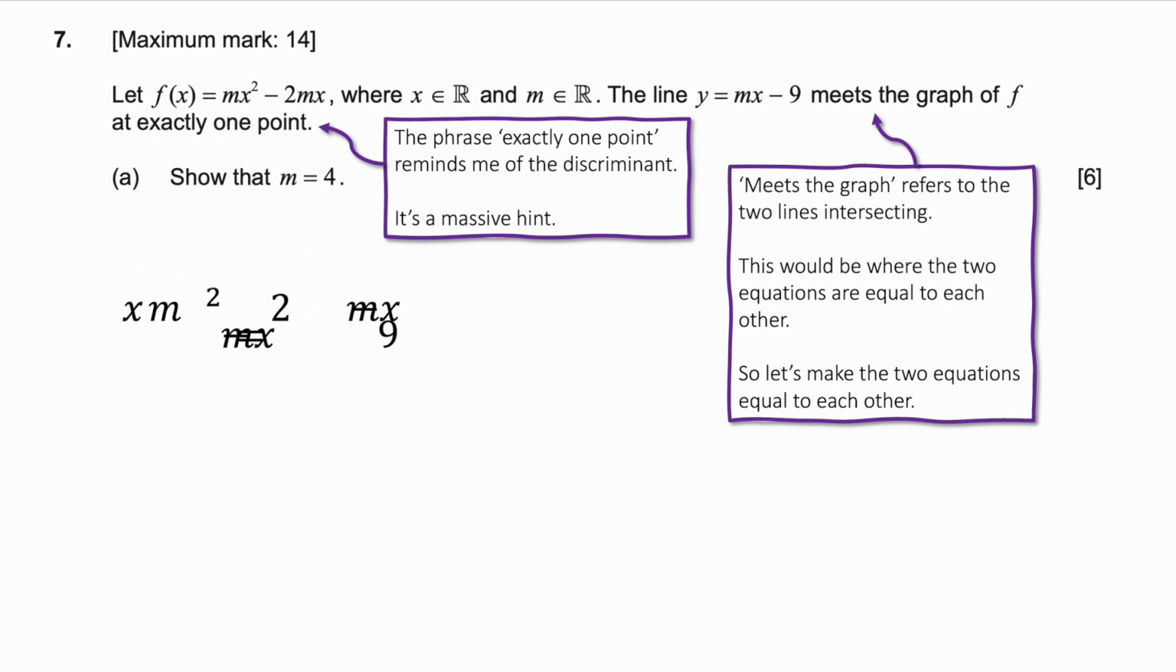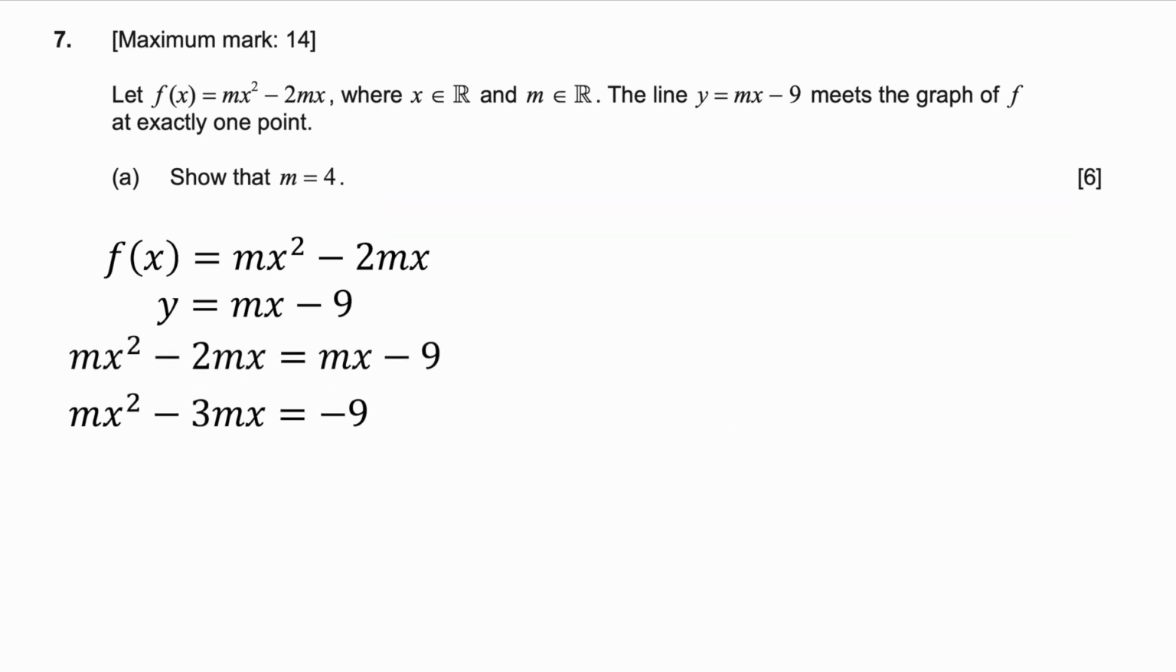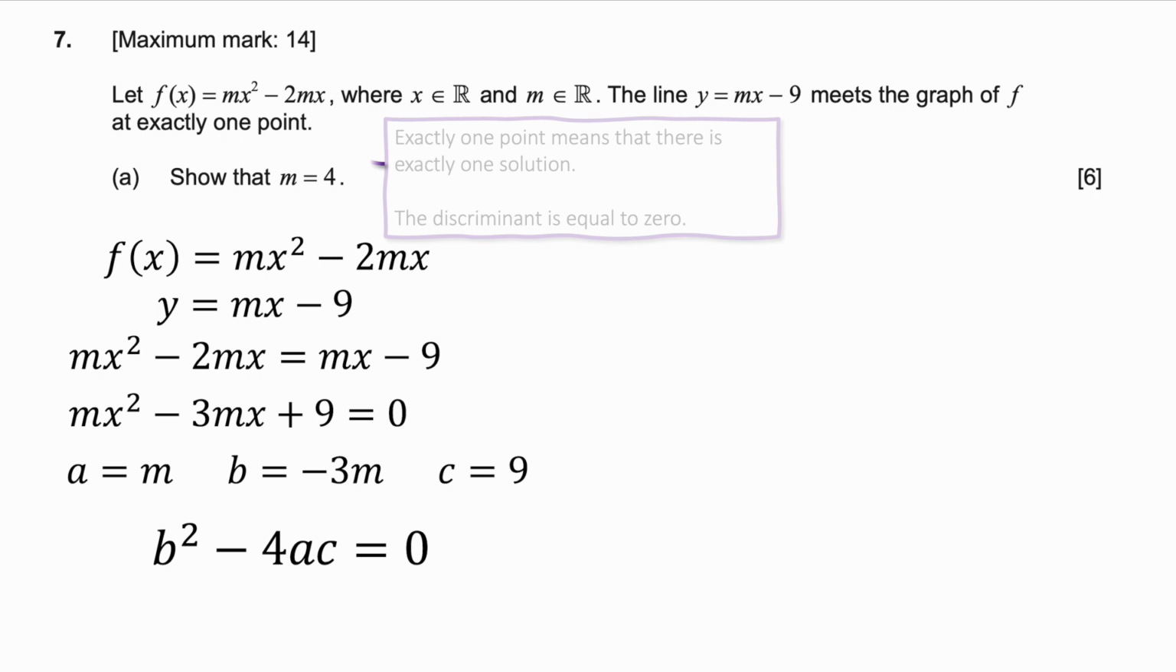So we make them equal to each other. We make the two graphs equal to each other, and we rearrange like this. And we move the minus 9 to the other side. We get this. We get a quadratic, which we can use a discriminant on. And we know that a is equal to m, b is equal to minus 3m, and c is equal to 9. And the discriminant is equal to 0 because there is one solution. They meet at 1 point, there is one solution.